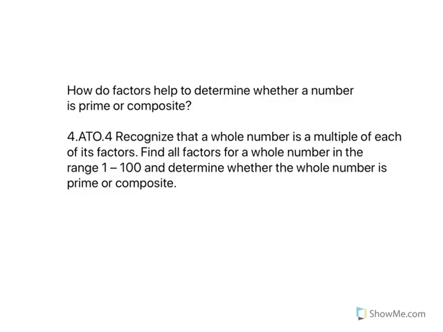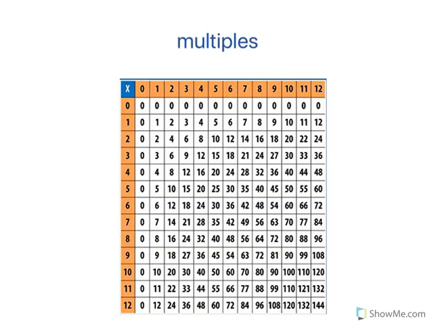How do factors help to determine whether a number is prime or composite? So our goal is to recognize that a whole number is a multiple of each of its factors, to find all factors for a whole number in the range of 1 to 100, and determine whether the whole number is prime or composite. So what we're going to do today is start by thinking about multiples.